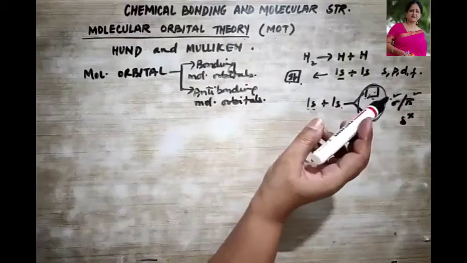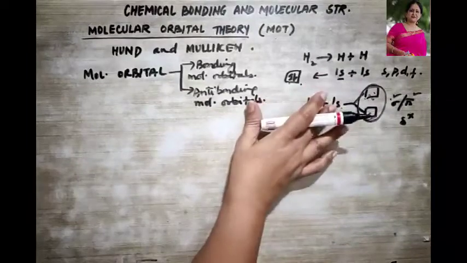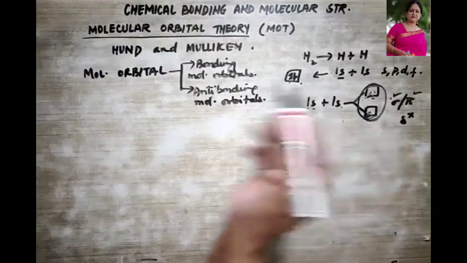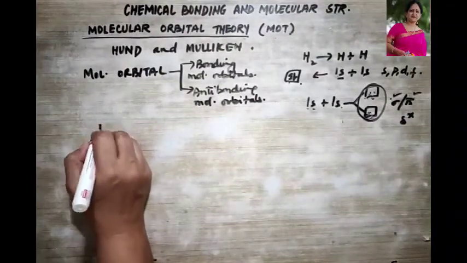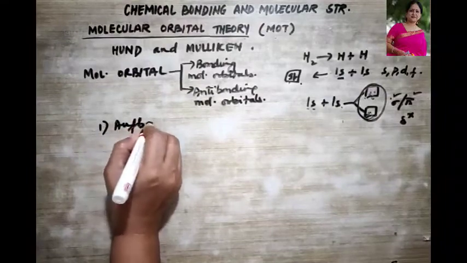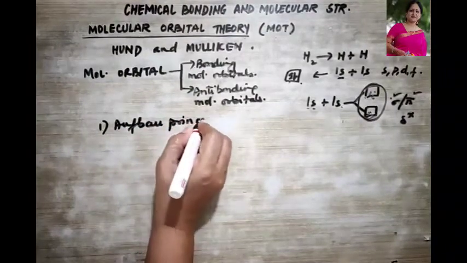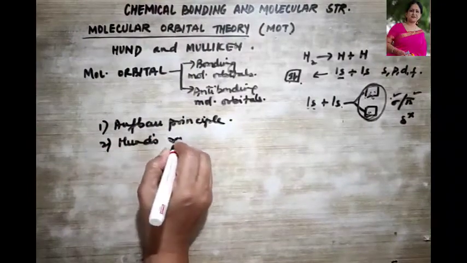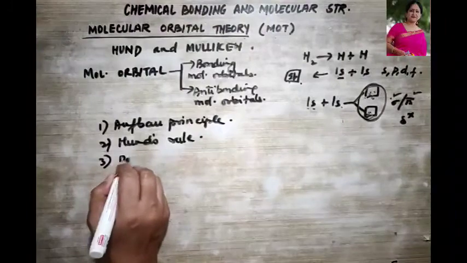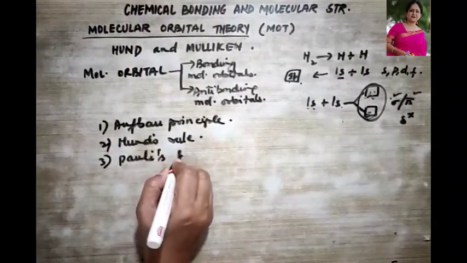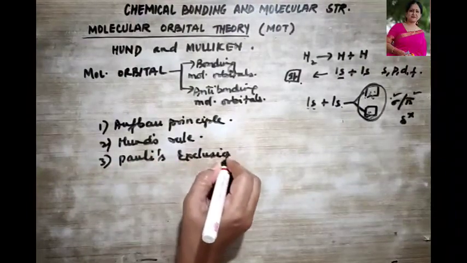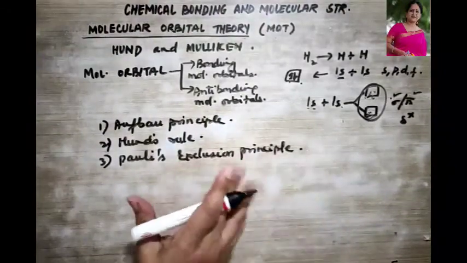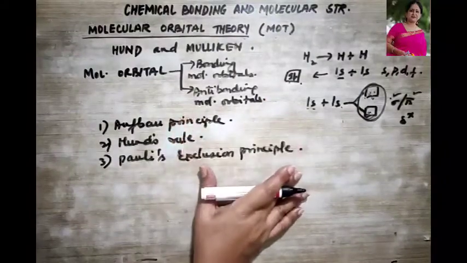They are arranged according to their increasing energy levels. The filling of the electrons in these molecular orbitals follows the same rules. Firstly, they follow the Aufbau principle, they follow Hund's rule, and they also follow Pauli's exclusion principle. So this was about your molecular orbital.